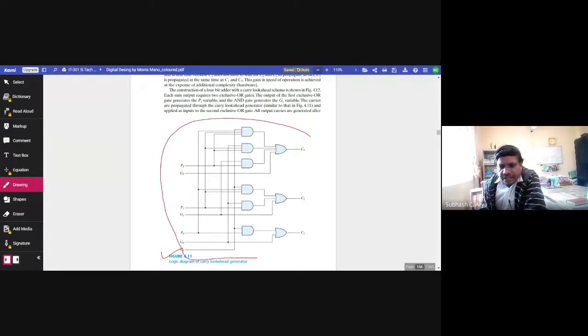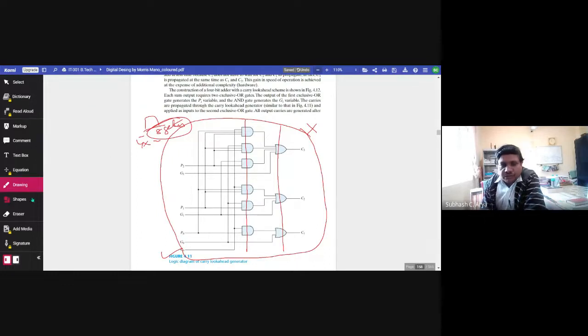4.11 is an extra circuit designed to take care of carry propagation. So you can see it is a two-level implementation. Two level means the first level is this and the second level is this. However, in the absence of that, the earlier circuit we were having had four levels. Four levels means a total of eight gates. Now we have reduced from four levels to two levels.